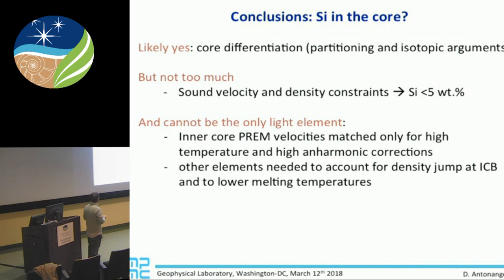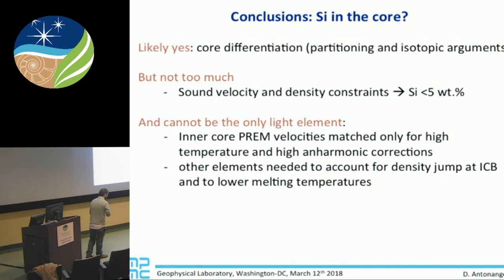That explains the partition isotopic argument. But with respect to the classical geochemical estimate, we cannot have too much silicon in the core. I presented the result on the solid inner core, looking at velocity and density, which places an upper limit below 5 weight percent of silicon.